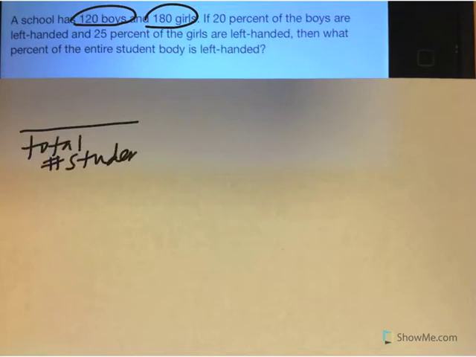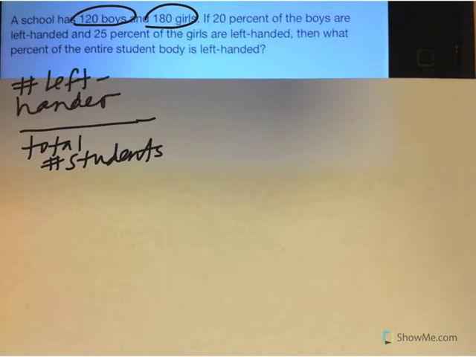So in order to answer this question, we need to know the total number of students, and we need to know the number of left-handers. Alright? And we can get all that from the information in the problem. So the first thing to see that's really easy is that there are 300 students in total. So just go ahead and write that. Now we just need to find the number of left-handed students.